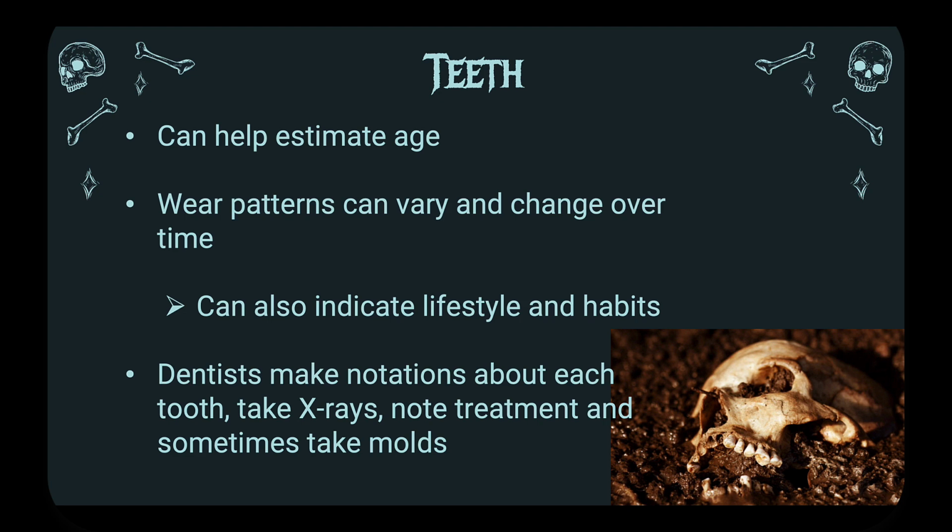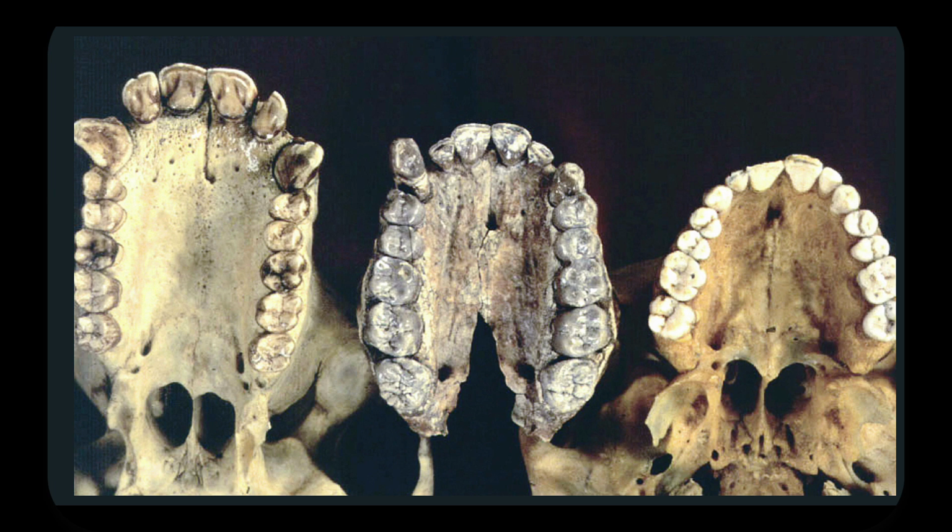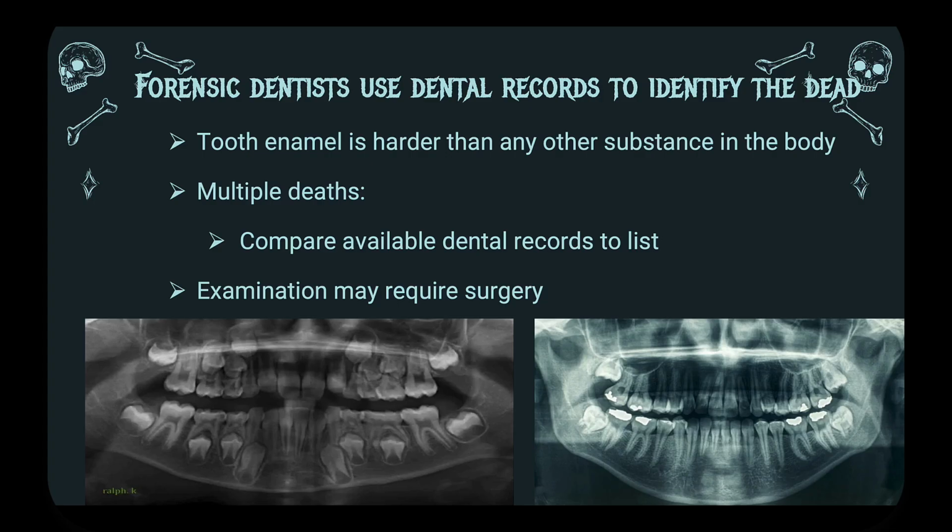They will make notations about each tooth in your mouth. They'll take x-rays and note any treatment done to the teeth or mouth, and sometimes they'll take molds of your teeth. Here's an example of how teeth can grow in differently. Tooth enamel is harder than any other substance in the body, and because it's so hard, it can withstand almost anything. For instance, victims of fires can often be identified by their teeth.